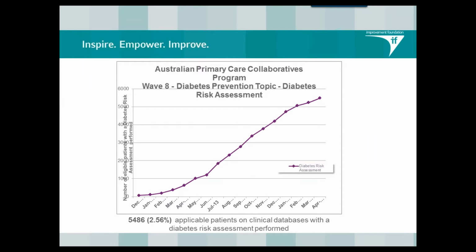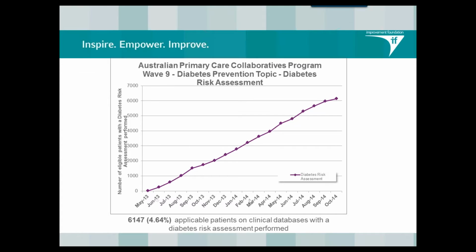So as an example, Wave 8 of one of the programs that people worked on with the Improvement Foundation was the diabetes prevention topic, and it was diabetes risk assessment. And from what you can see, at the beginning of the wave, they really weren't doing it at all. But each month, they started improving and adding to that. At first, it was a fairly slow change, but as they got the hang of it, it just grew. And by the end of it, it was just part of what they did every day.